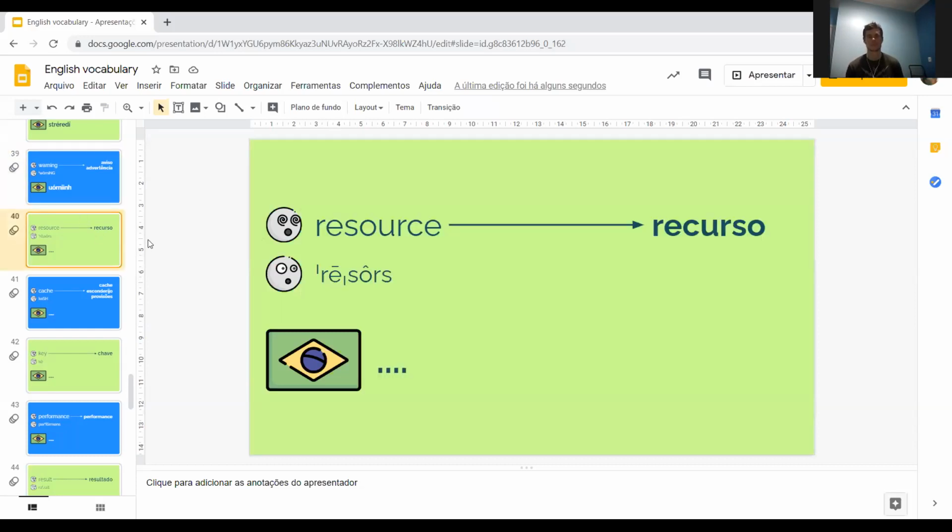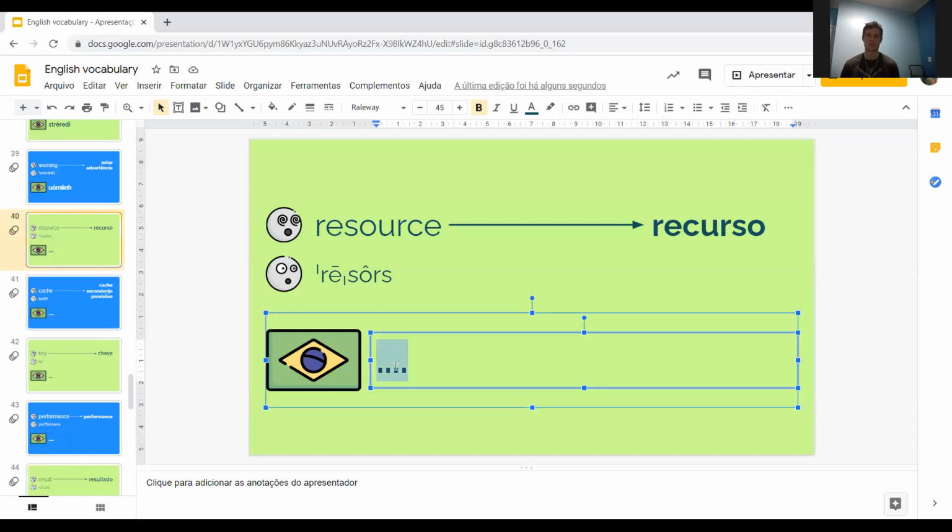Next one, I would say this one is a tough one, you know. I've heard a lot of different versions. I would say resource. Okay, you want to pronounce the E like the letter E. Resource.